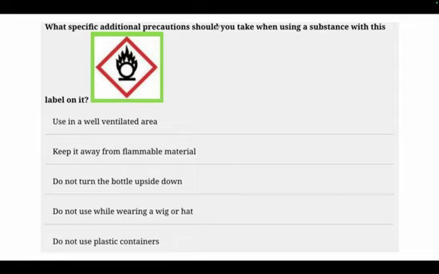What specific additional precautions should you take when using the substance with this label on it? So this label, you see a flame surrounding an O. So this is a symbol for oxidizers. If the symbol was just a flame, this is a symbol for flammable reagents, but because it has an O, it is an oxidizer, so it will feed a flame. So obviously, if we're going to use this, we should keep it away from flammable material, right?